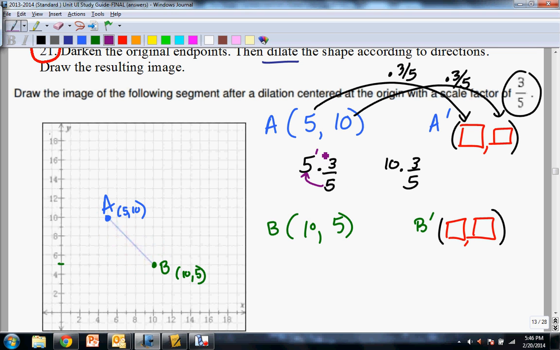So 5 goes into 5 one time. Bring that 1 around. 1 times 3. And that ends up being 3. So our first coordinate here is 3. So you follow the same process, in and around. Multiply the two coordinates down below. Now ask yourself this, is this less than 1? It is, which means we're shrinking. If it's bigger than 1, we're making it larger.